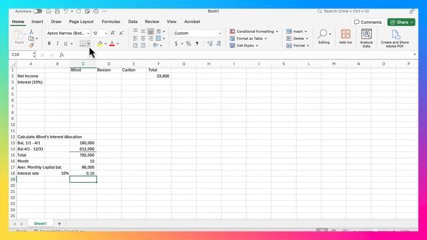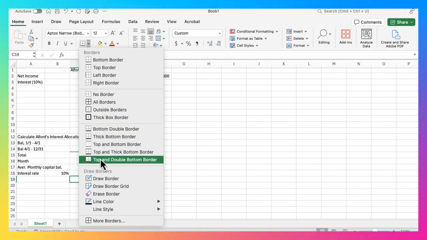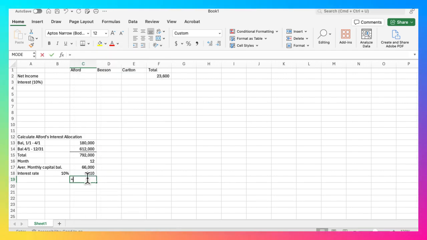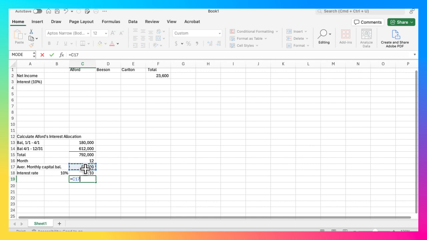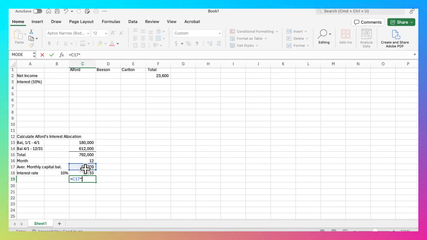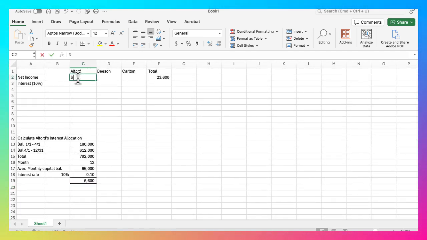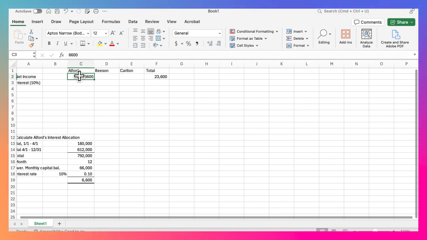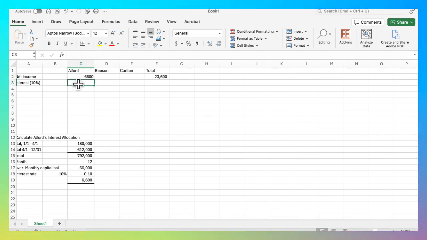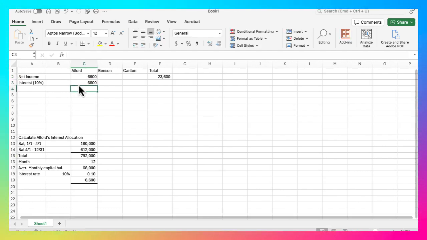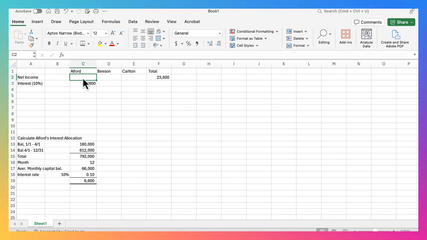So we can see then that the interest that Alfred is going to receive at the end of the year is going to be $6,600. So I'm going to plug that in. $6,600. Okay? Need to come down one.